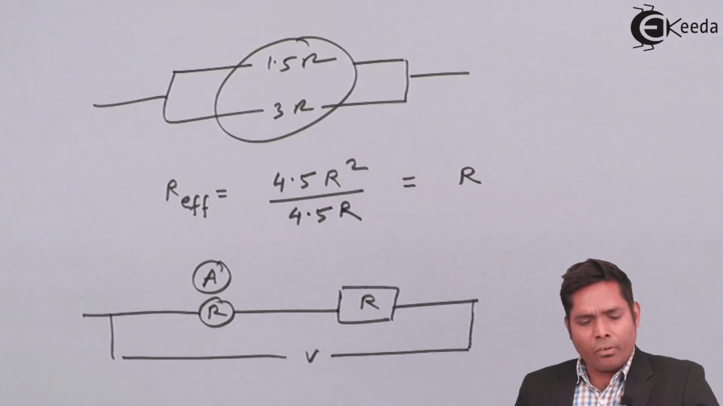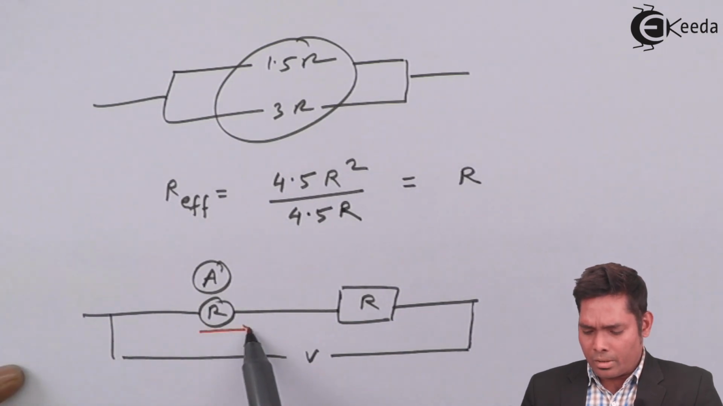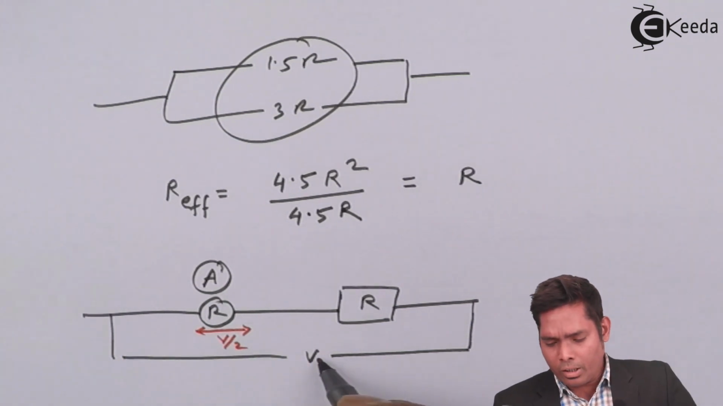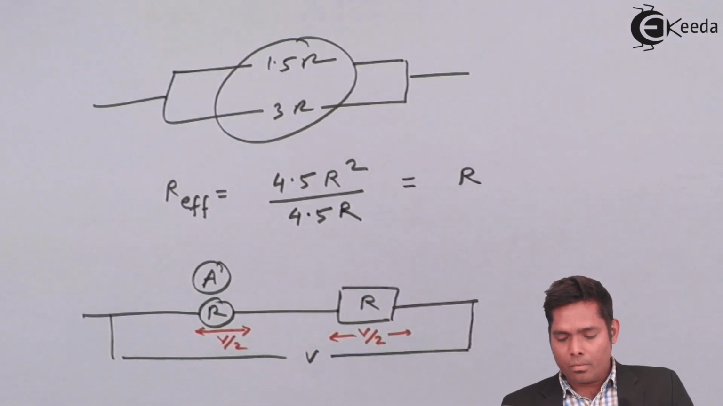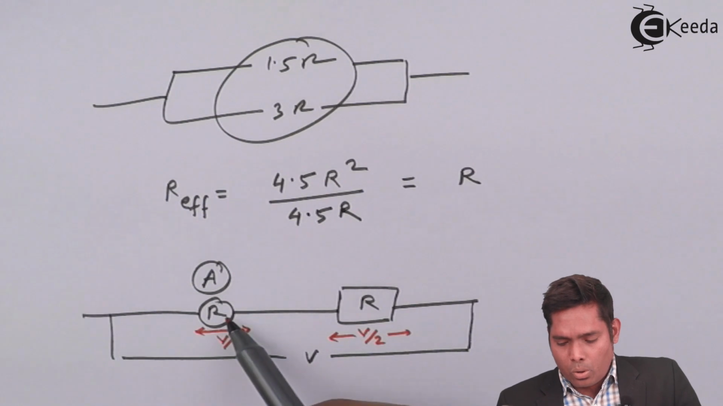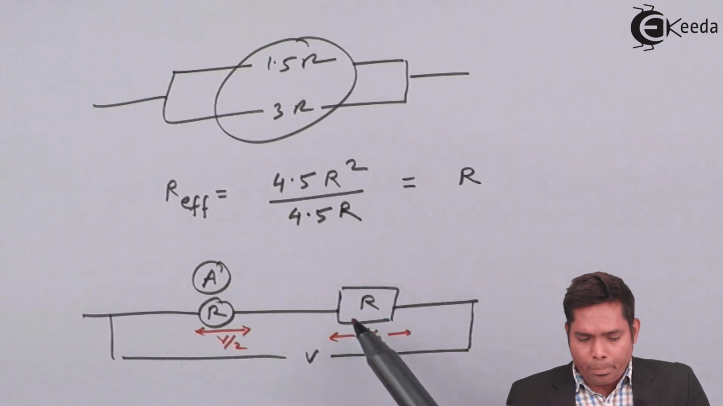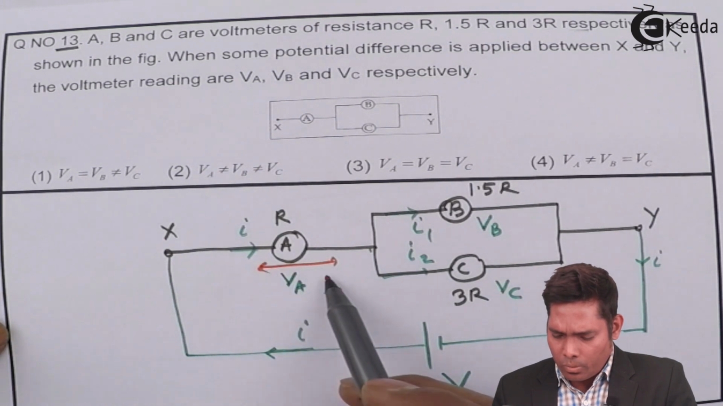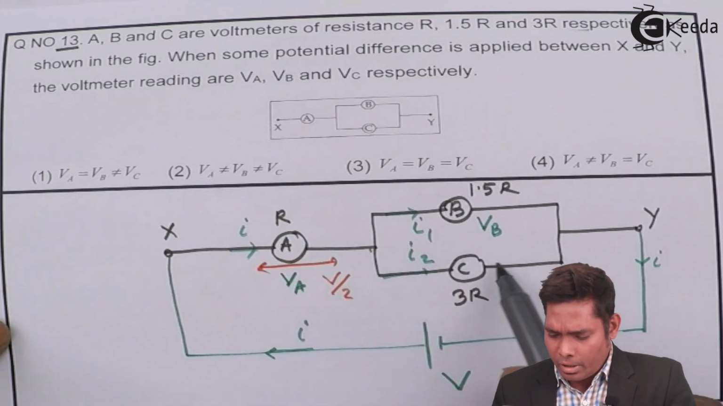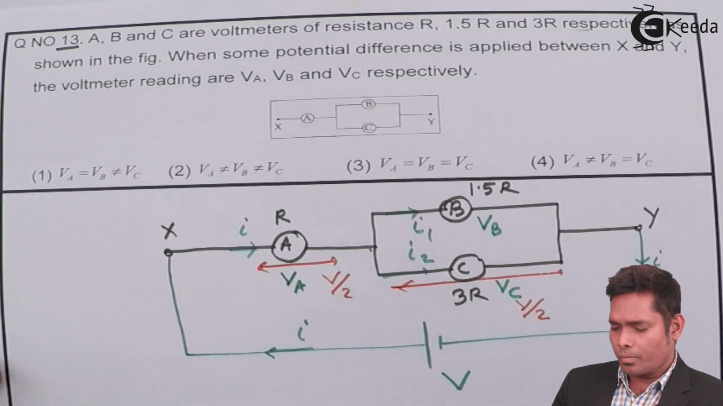So in the first voltmeter, the reading it will make is V over 2. Out of V it will be equally divided. Here also it is V over 2. This is a potential drop. So V over 2 here, V over 2 here, and here also it is V over 2.